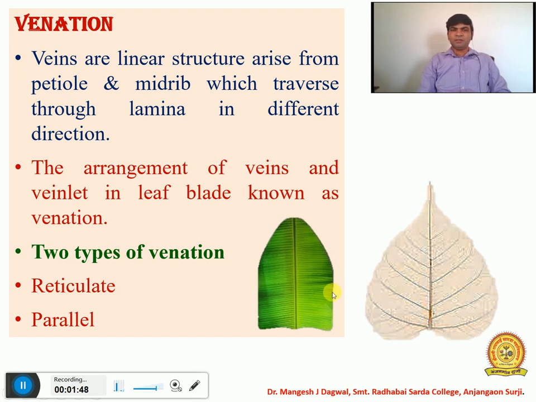On the other side, this is a banana leaf, in which there is also a formation of a number of veins. There is a midvein and lateral veins, but these do not interact with each other. They do not form a network-like or reticulate structure. So this is another type of venation. On the basis of the arrangement of veins in the leaf lamina, there are two types of venation: reticulate venation and parallel venation.